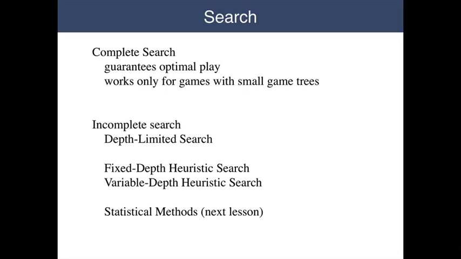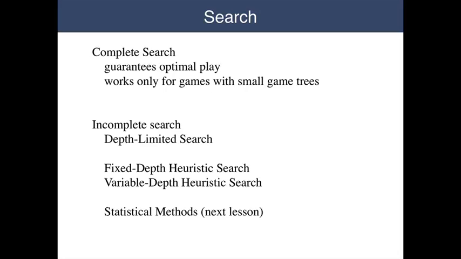In the last two lessons, we looked at approaches to playing small games. That is, games for which there is sufficient time for a complete search of the game tree. Unfortunately, most games are not so small, and complete search is usually impractical. In this lesson, we look at a variety of techniques for incomplete search.